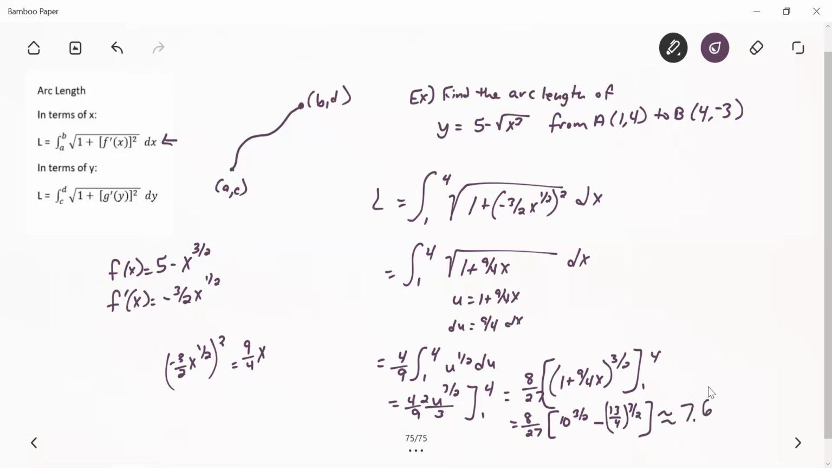Let's go ahead and check that. So I have 10 raised to the 3/2, and then I'm going to subtract off 13 divided by 4 raised to the 3/2. Okay, and then I'm going to multiply that by 8/27, which is about 7.6. Okay, that's what I got. Okay, so arc length is pretty straightforward. Let's do, how about one more of these? Okay.